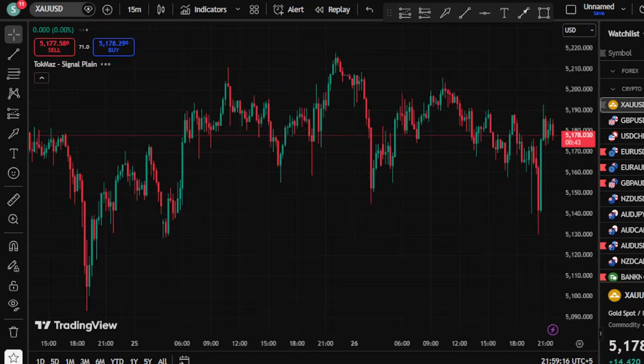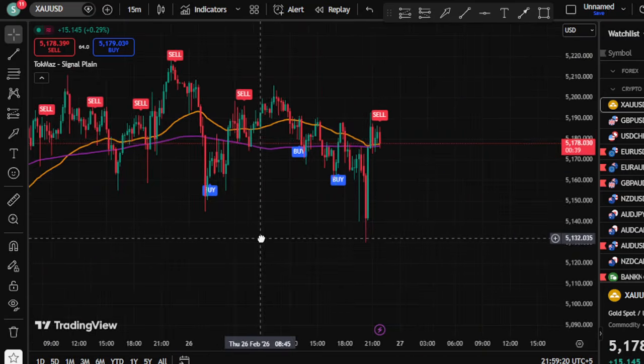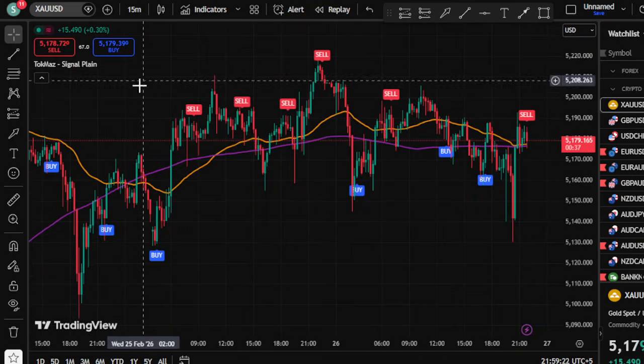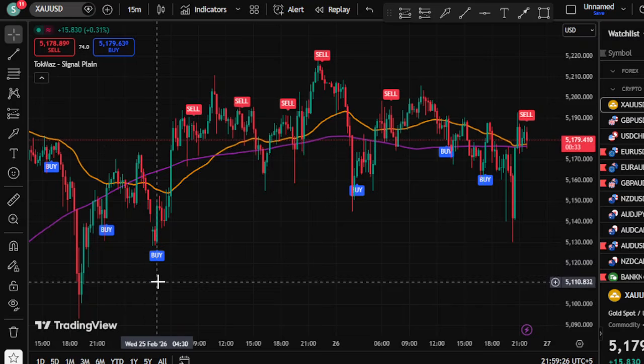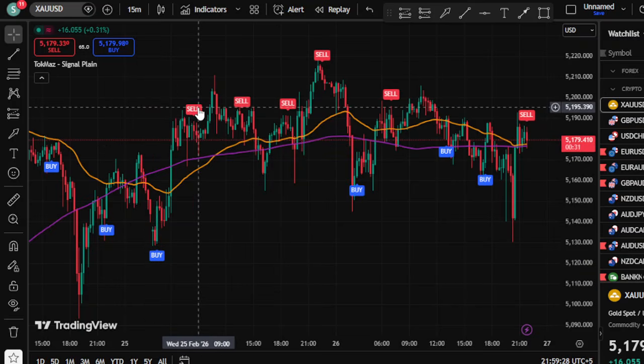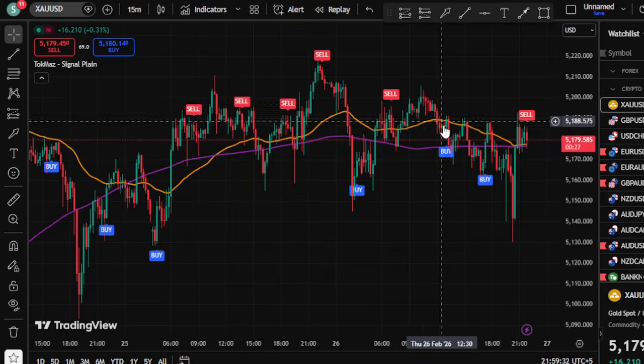Okay, so first of all, let's see how this is performing. Overall, when the markets are normal, like if we talk about gold, this buy signal was successful, this buy signal successful, sell successful, and sell successful. But we are not going to pick every signal.